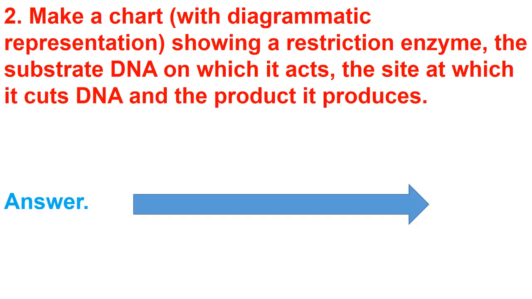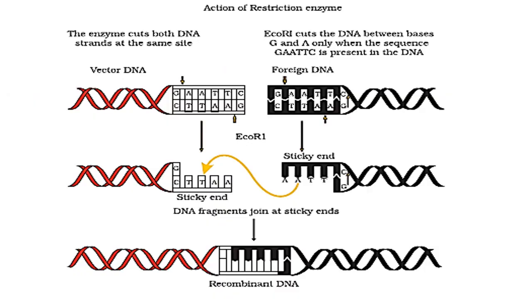Now let's discuss the homework solution of the previous lecture. This is question number 2 of NCERT. You need to make a chart showing a restriction enzyme, the substrate DNA on which it acts, and the site at which it cuts the DNA and the product it produces. So you need to make a chart here, a diagram. This diagram is given in your NCERT book also.